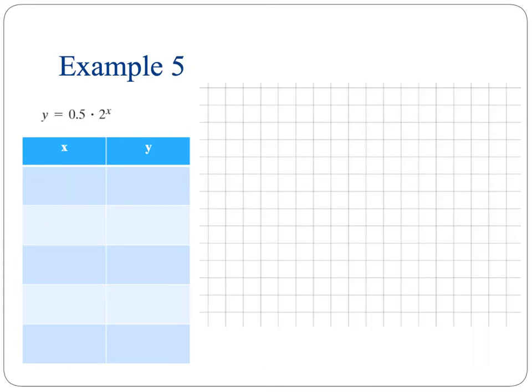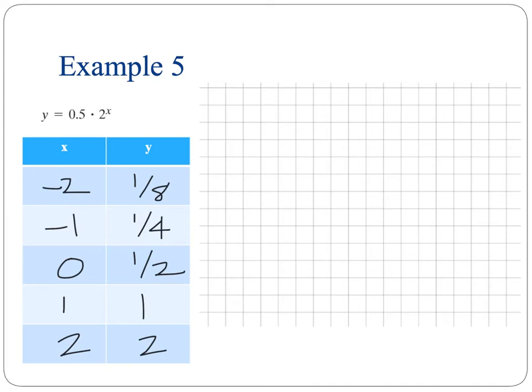Example 5 is similar to example 4. I'm going to pick the same values to start out with. Again, those are kind of my favorite numbers to use. You can pick something different, but I would at least recommend that you pick a few negatives, zeros, and a few positives. Then I'm going to plug each one of these x values into my equation and solve.